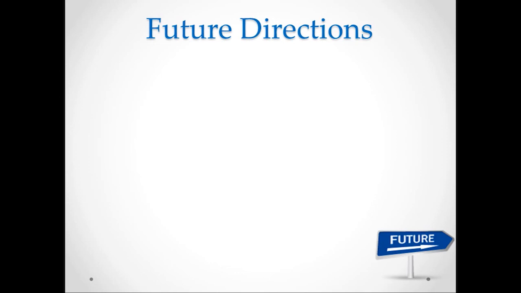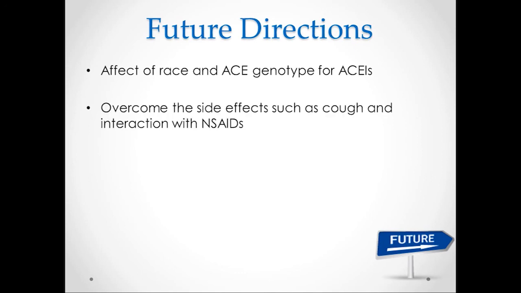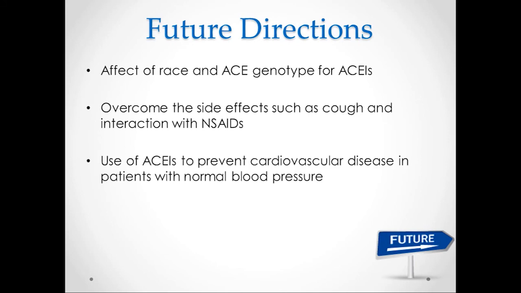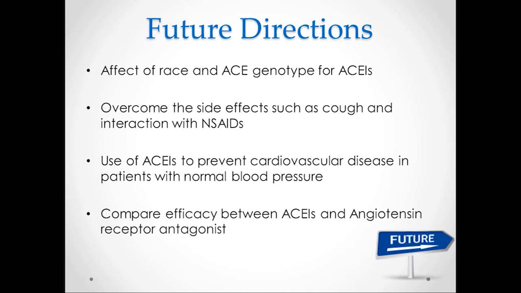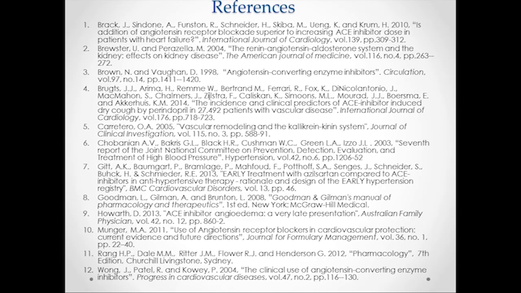So, how does the future look for ACE inhibitors? Some areas of focus for future studies include the effect of race and ACE genotype on the action of ACE inhibitors, ways to overcome the adverse side effects of ACE inhibitors, their use in preventing cardiovascular disease in those with normal blood pressure, comparison of the efficacy between ACE inhibitors and AT1 receptor antagonists. Other areas of investigation, as suggested by the National Heart Foundation of Australia, are whether ACE inhibitors are underprescribed and underdosed as a first line of treatment for heart failure.